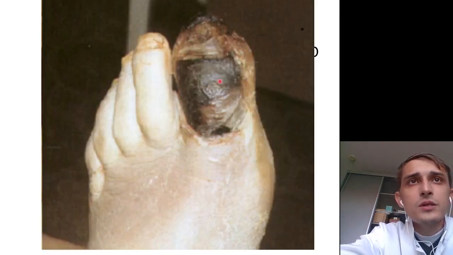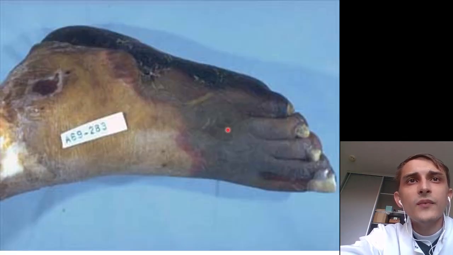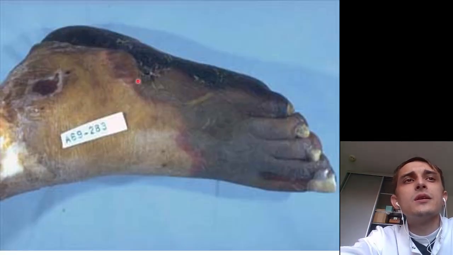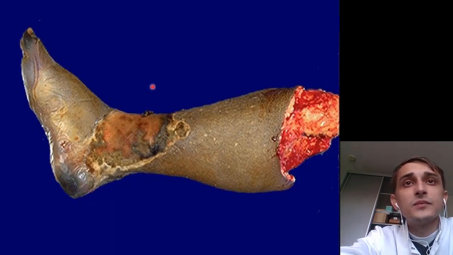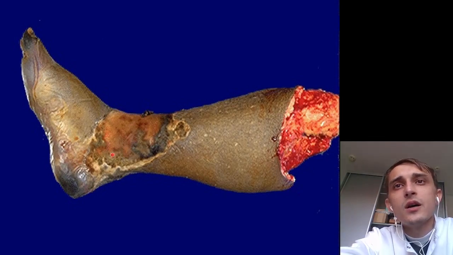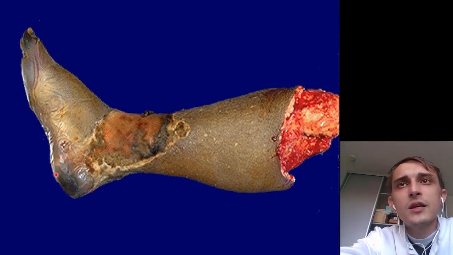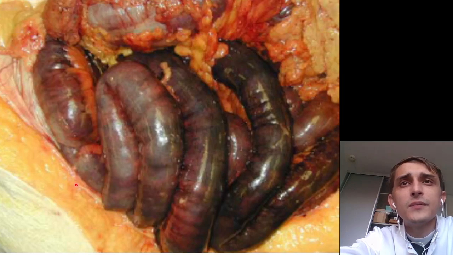On this slide we may see dry gangrene of a tongue. On this slide we may see dry gangrene of a leg. We may see black tissues on the lower part of the leg. And here we will see moist gangrene. We may see formation of bubbles here. The tissues become black and accumulate some fluids here.